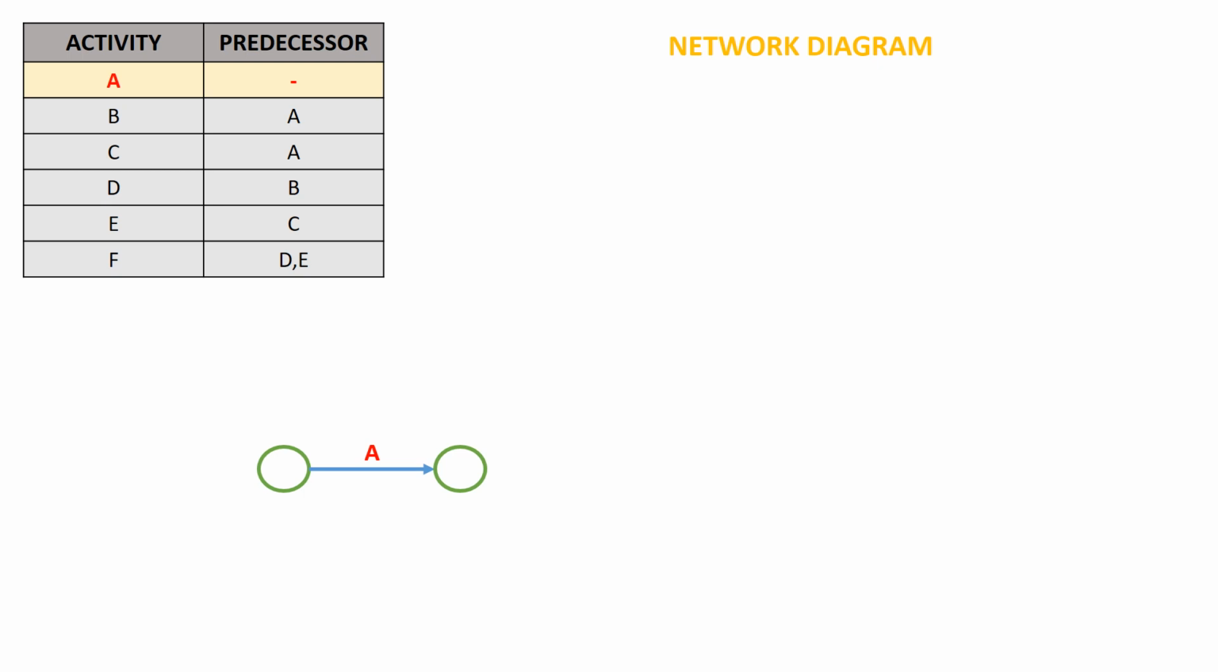Now let's move on to the next activities. From the table we can see for activity B and activity C, A is the predecessor. That means after completion of activity A, both activity B and activity C are going to begin. Now we'll see how to draw activity B and activity C.